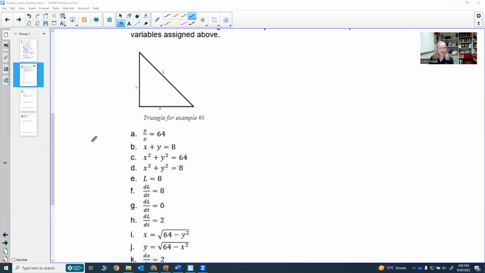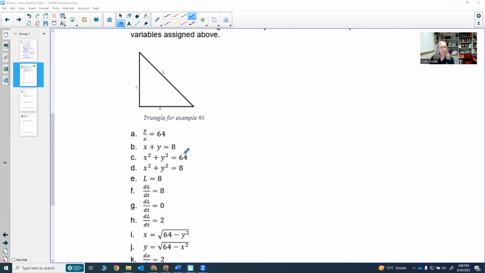So one of the things we have is Y over X equals 64. And I don't see any relationship out of this that would give me Y over X is 64. So that one's not one that I would use. X plus Y equals 8 is also not one I would use. X plus Y certainly is not going to be 8.